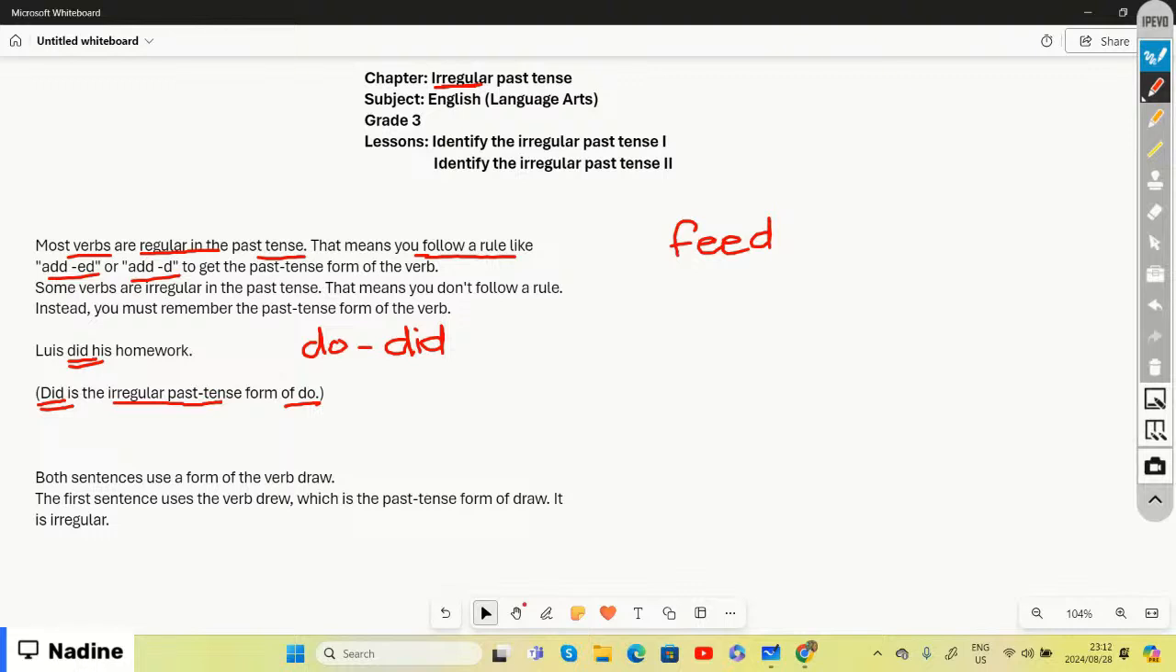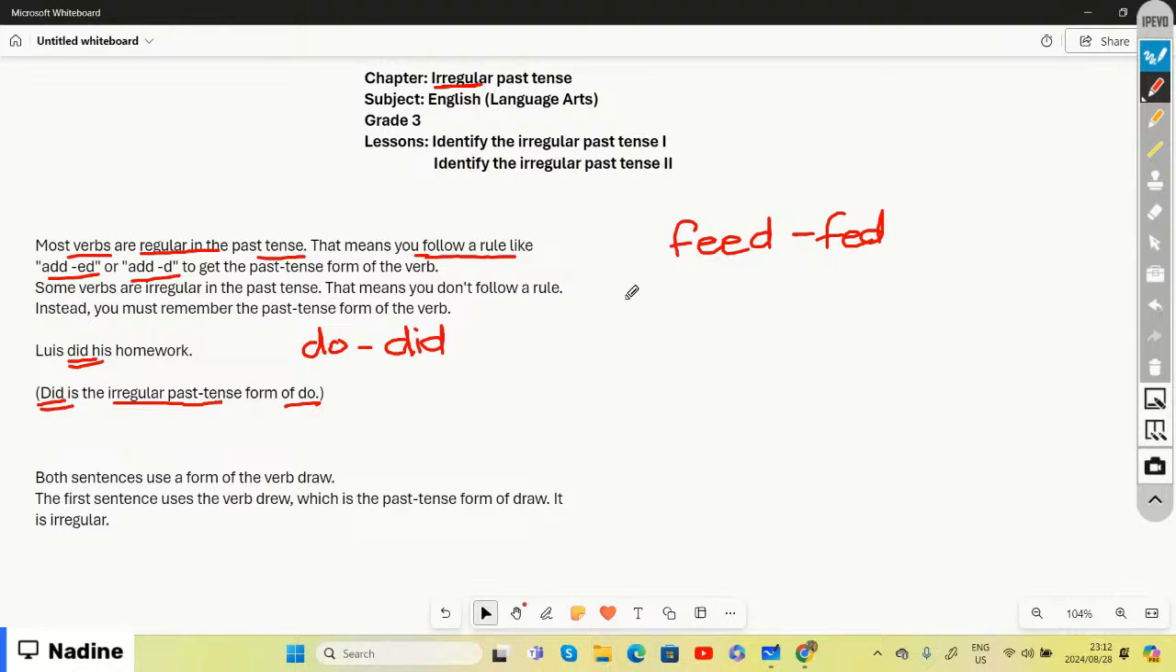What is the past tense of feed? If we were to look at the irregular past tense of feed, then in the past we can say the kids are fed. I feed the kids. The kids are fed.